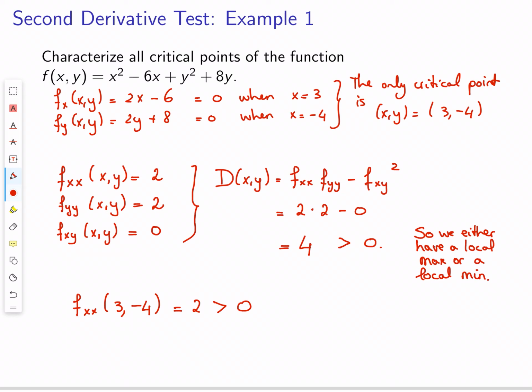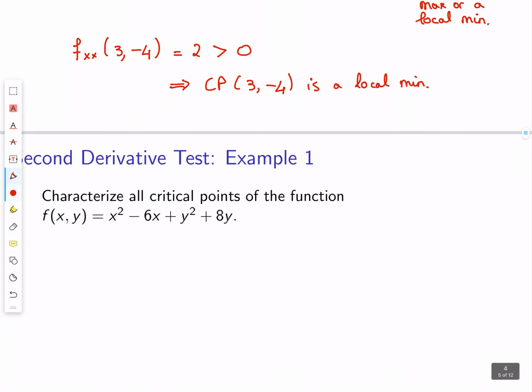And because f sub xx is greater than 0, we can conclude from the second derivative test that the critical point (3, -4) is a local min. Okay. Now, if you wanted, you could calculate what is the z value. So I'm going to do that on the next page.